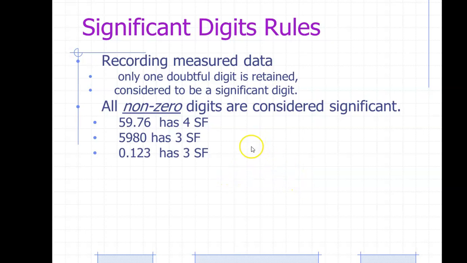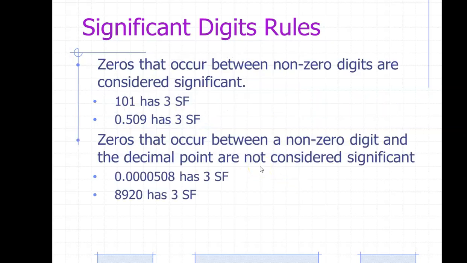First, you need to be able to know how many there are. All non-zero digits are considered significant, so this first number has 4. This one only has 3 because that 0 is not significant. It's only a placeholder. And the same thing with this 0 here. So both of those have 3 significant figures. So there's a little bit of ambiguity there.